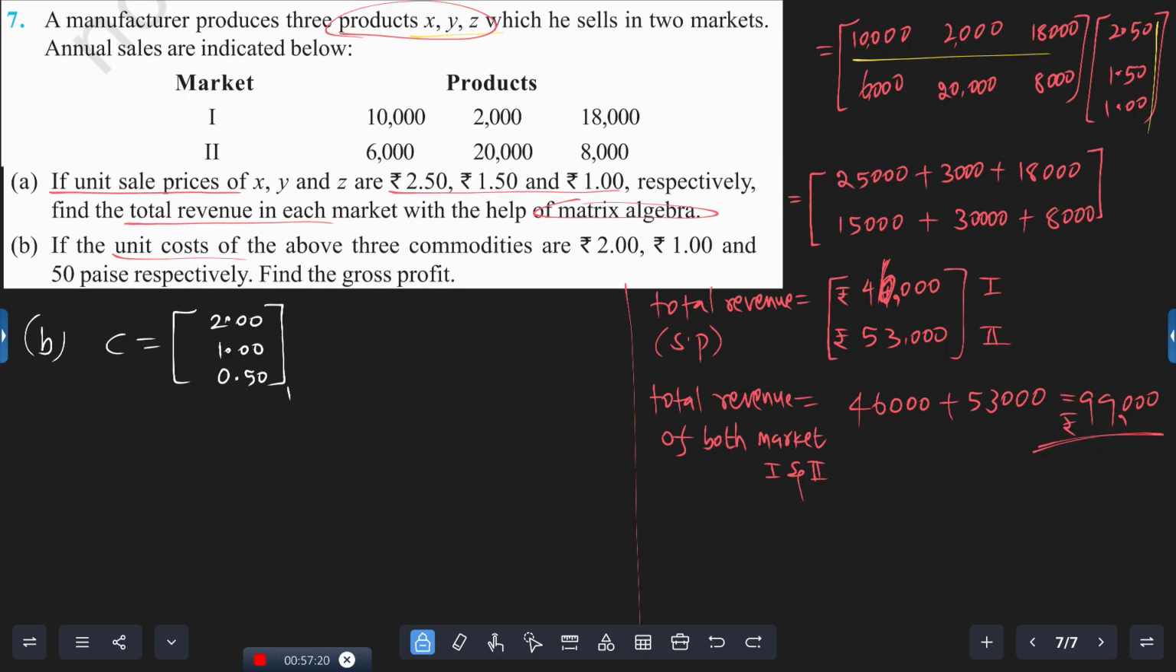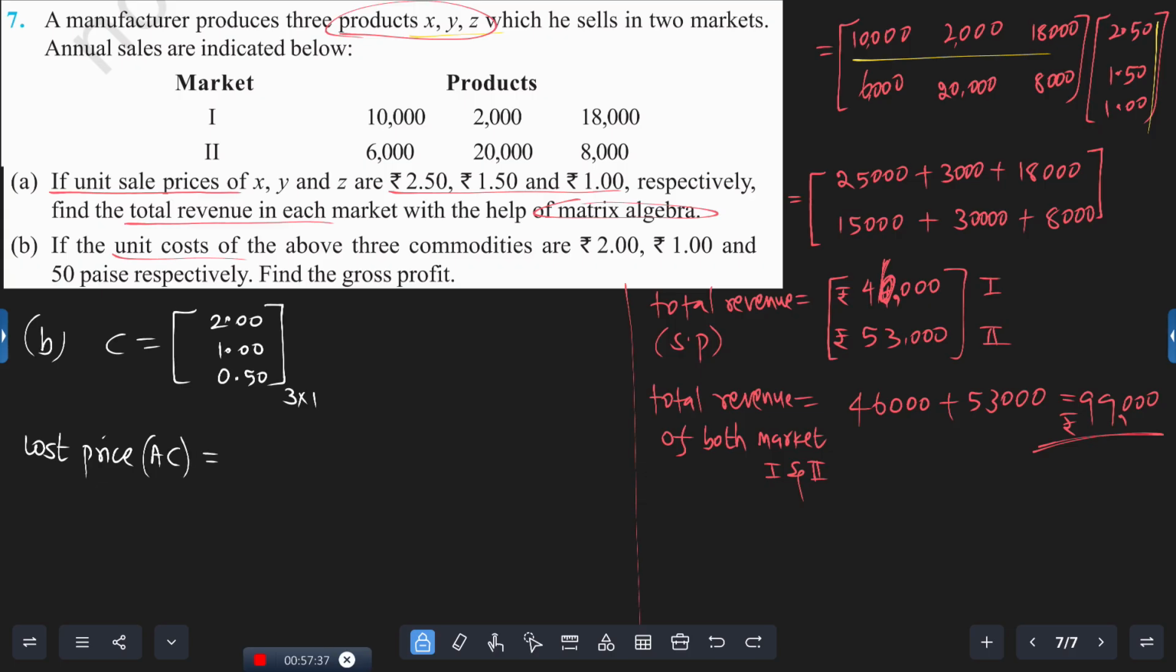Okay, this is also what? 3 rows with 1 column. Here also you have the cost price. If they are asking, you have to multiply. First, cost price. Cost price means A matrix multiplied with C matrix.